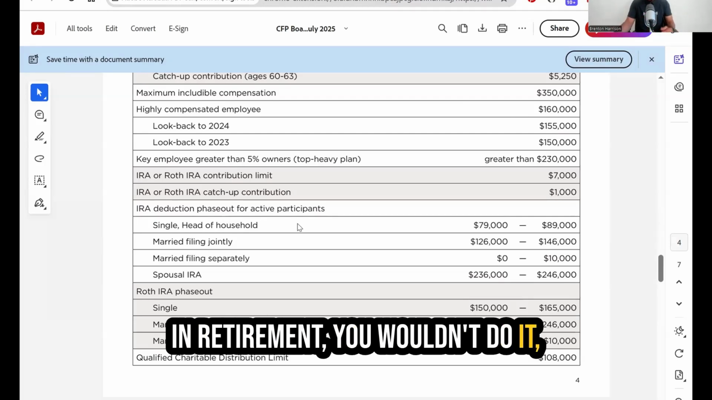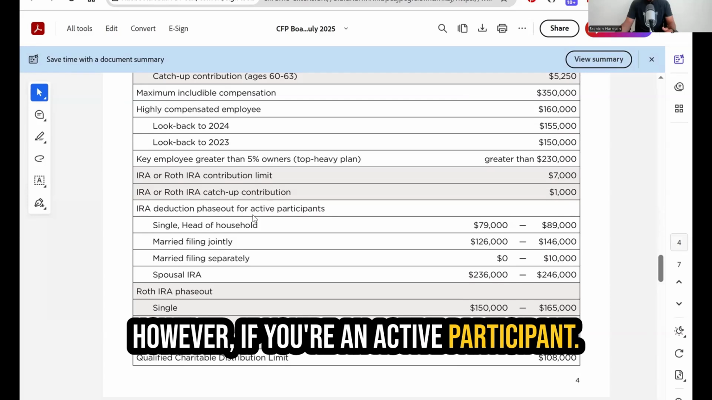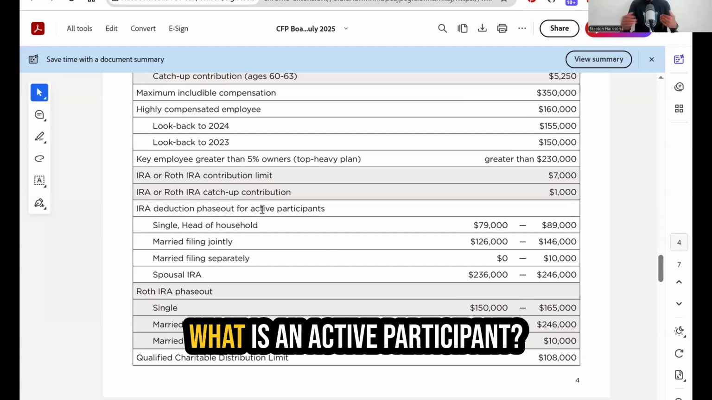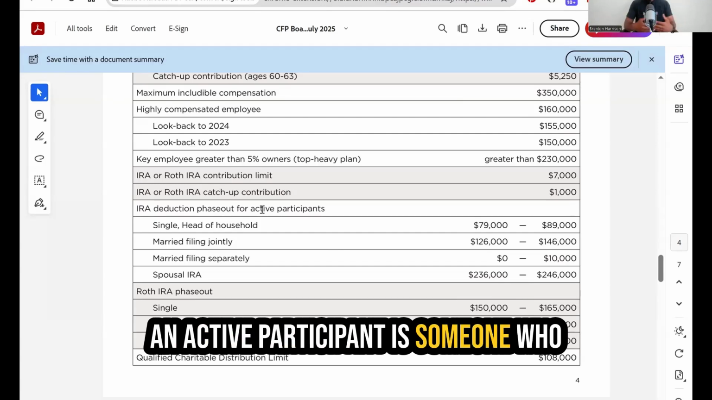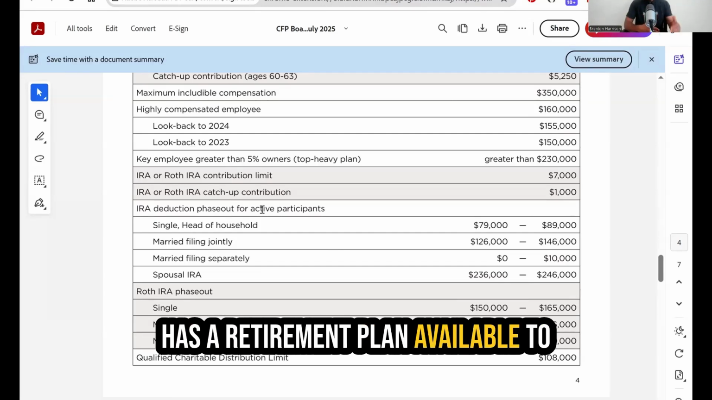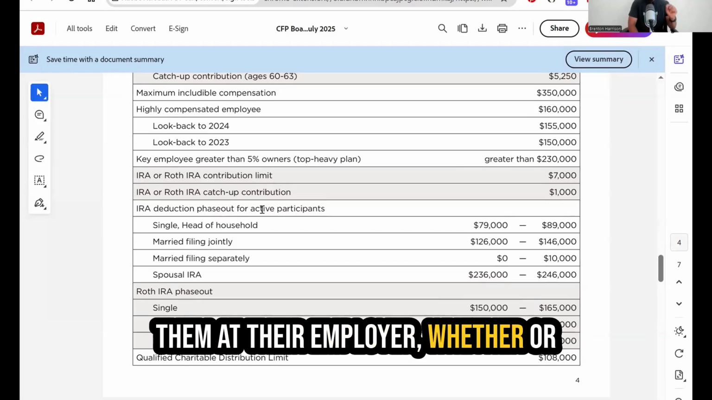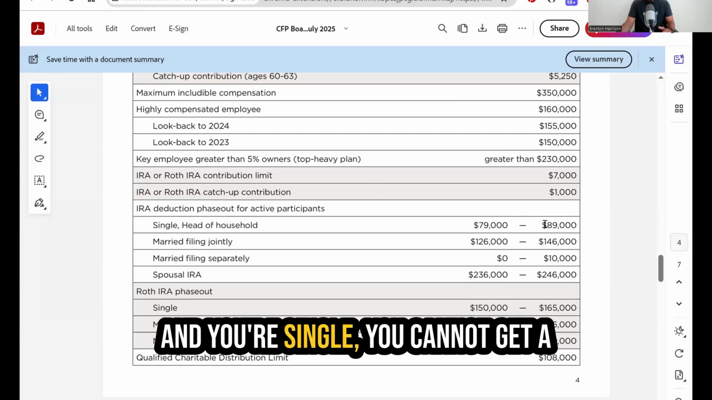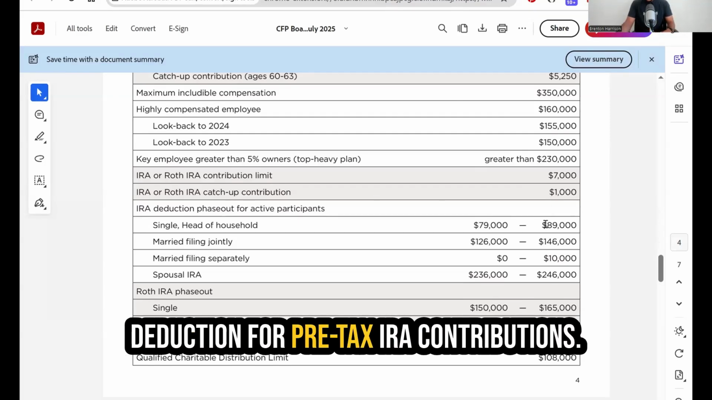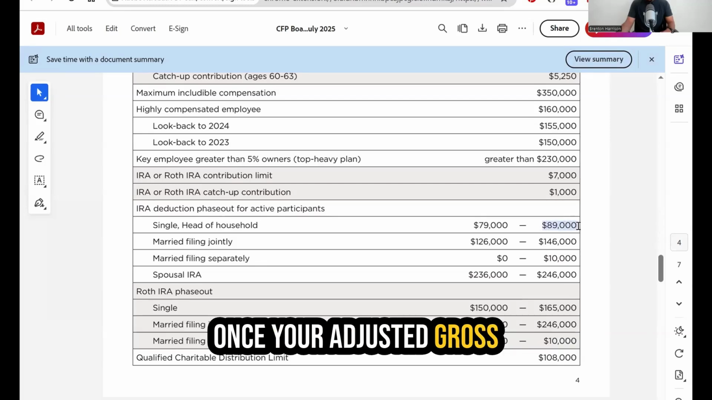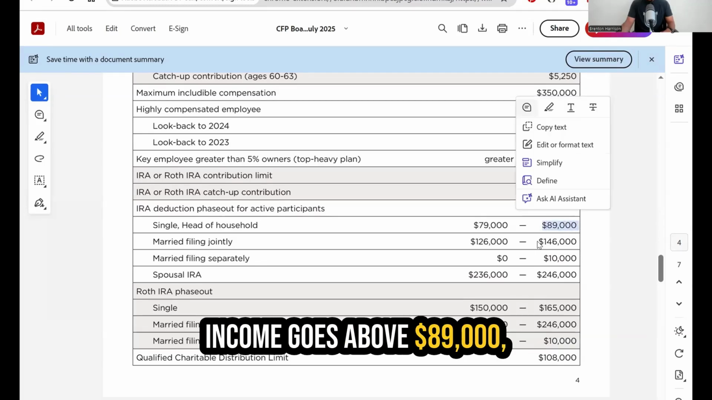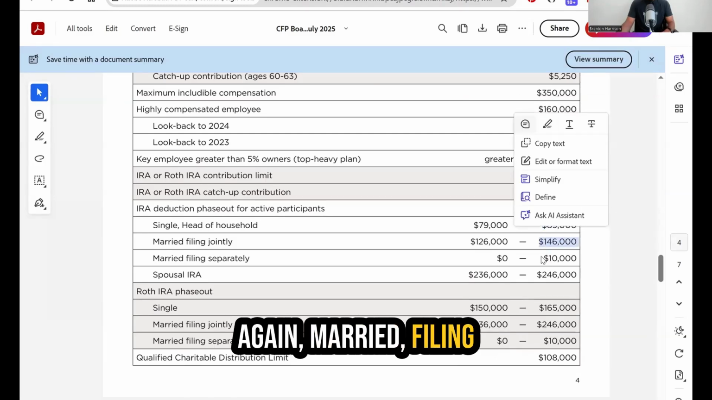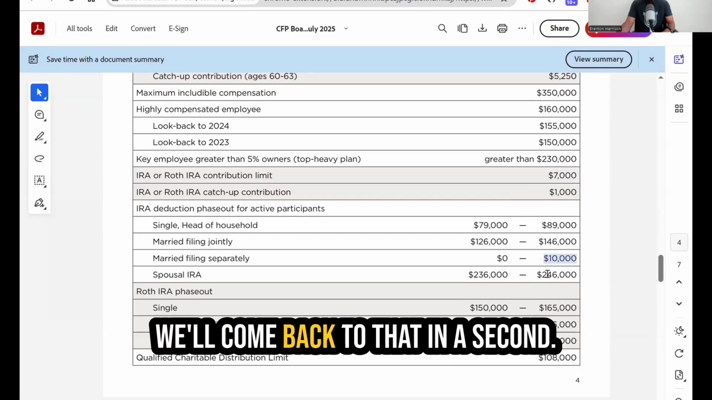You wouldn't do it. However, if you're an active participant, you are restricted as to how much you can earn and still get that deduction. What is an active participant? An active participant is someone who has a retirement plan available to them at their employer, whether or not they choose to use the account. If you're an active participant and you're single, you cannot get a deduction for pre-tax IRA contributions once your adjusted gross income goes above $89,000. Married filing jointly, $146,000. Again, married filing separately, $10,000. We'll come back to that in a second.